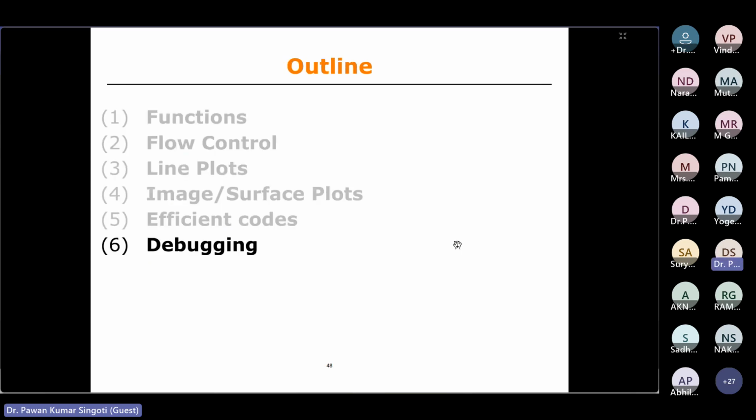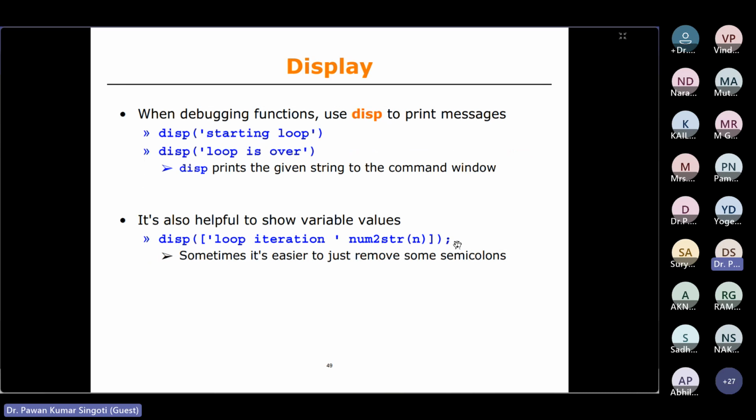Now the next one is debugging. How can we debug the code? For this we can use disp. If you type disp starting loop, and disp loop is over, it will show our time, and we can use the display in between the starting loop and loop is over. In between, we can do some other work.